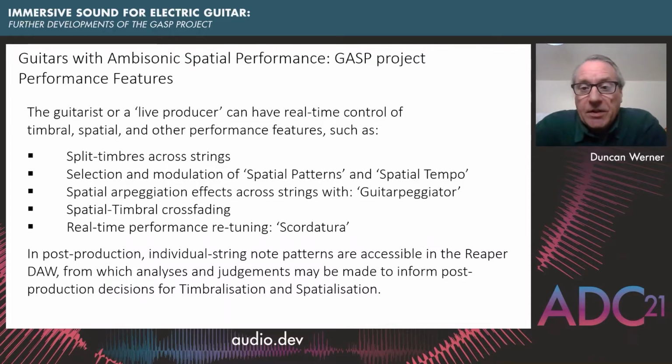Spatial production for guitar can involve requiring control over many parameters. So the idea of a live producer is conceived. That is a person charged with control of spatialisation and other performance variables. The player or live producer may have interaction with a range of performance features. For example, split timbres across strings, the selection and modulation of spatial patterns and spatial tempo, spatial arpeggiation effects across strings with guitar arpeggiator, spatial timbral crossfading, and real-time performance retuning or scordatura.